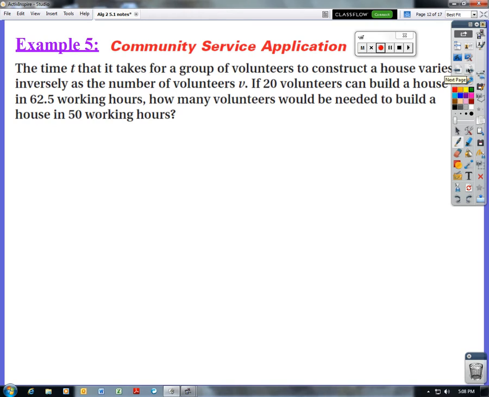Okay, community service application. The time t that it takes for a group of volunteers to construct a house varies inversely, so that tips us off as to what this is going to be. Varies inversely as the number of volunteers v. So we've got time t equals k over v volunteers. If 20 volunteers can build a house in 62.5 working hours, so that's our t, 62.5 working hours equals k over how many volunteers? 20. So let's solve for our constant of variation.